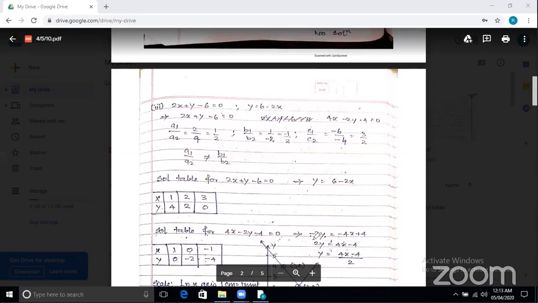4x minus 2y minus 4. Yes, sir. Now, we want to find out y. We want to find out y, isn't it? Any doubt? Now it is having minus 2y. You keep the minus 2y here. Any doubt?